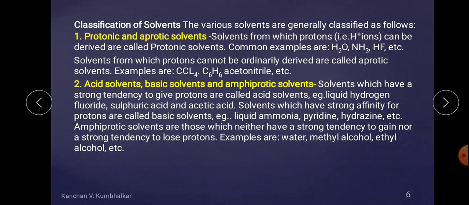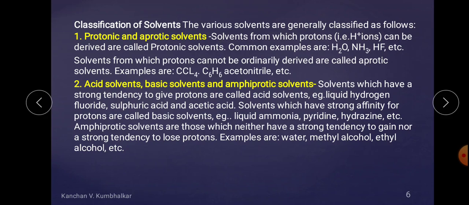Now focus on the solvents. Solvents having an acidic character: what does that mean? Solvents which have a strong tendency to give protons are called acid solvents. For example, liquid hydrogen fluoride, sulfuric acid, acetic acid, HNO3, etc. These chemicals easily donate H+, hence they are acidic, and if you use such a compound as a solvent, it is considered an acidic solvent.